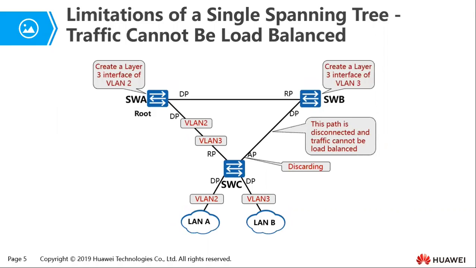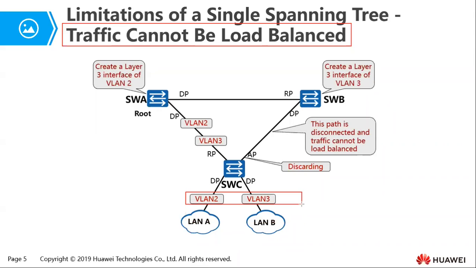Now the other problem is about traffic load balancing. We cannot load balance traffic when it comes to STP and RSTP. Why? Because we are using a single spanning tree. Now we have the same scenario, but now we have VLAN 2 and VLAN 3, which are connecting to this access switch.